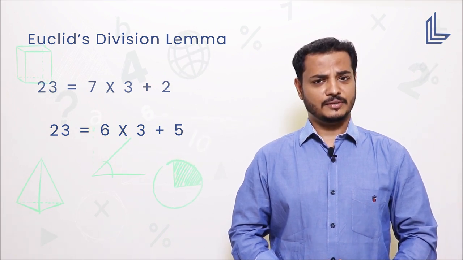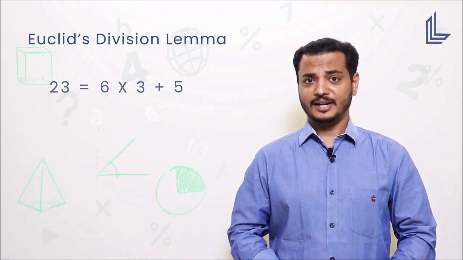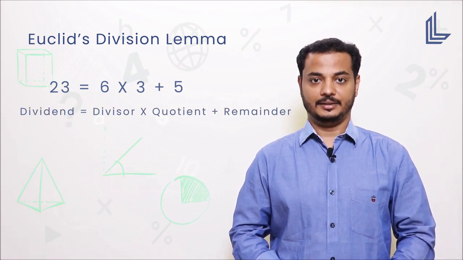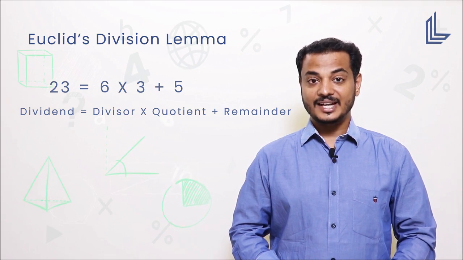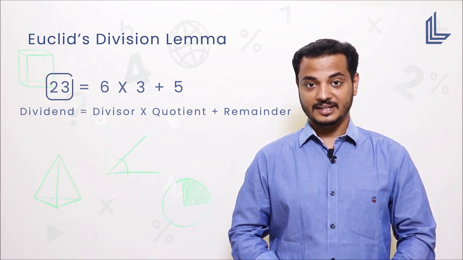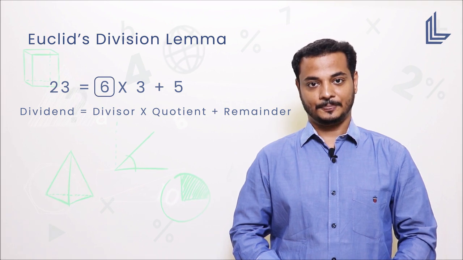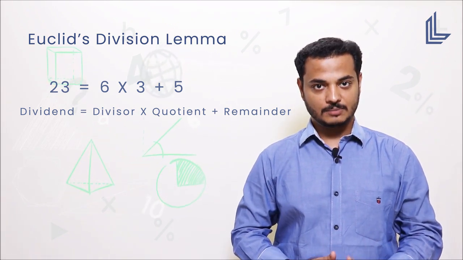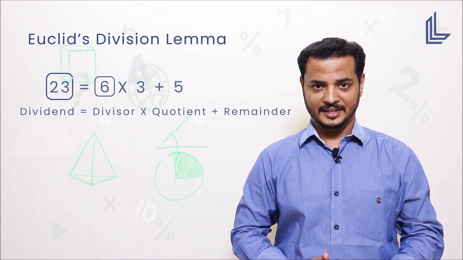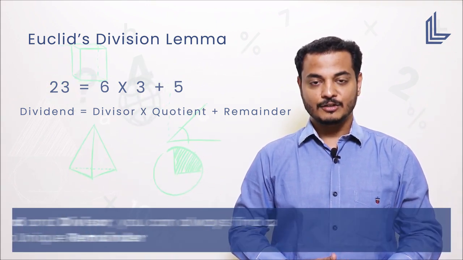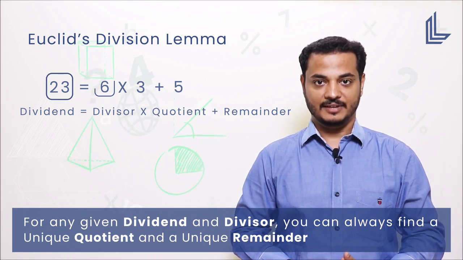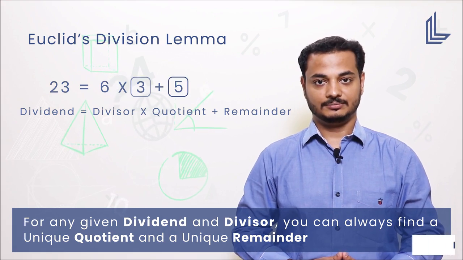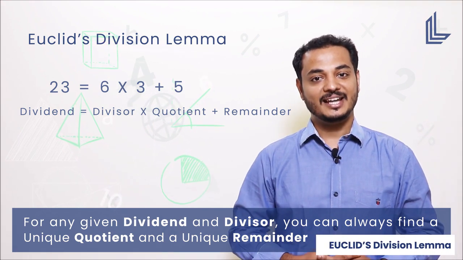So what are we trying to achieve here? In general, we can write dividend as divisor times quotient plus remainder. Basically, we are trying to express dividend in units of divisor, and whatever is left over is our remainder. As you play with more and more numbers by changing the divisor and dividend, you will see that for any given dividend and divisor, there will always be a unique quotient and unique remainder. Now this is your Euclid's division lemma.